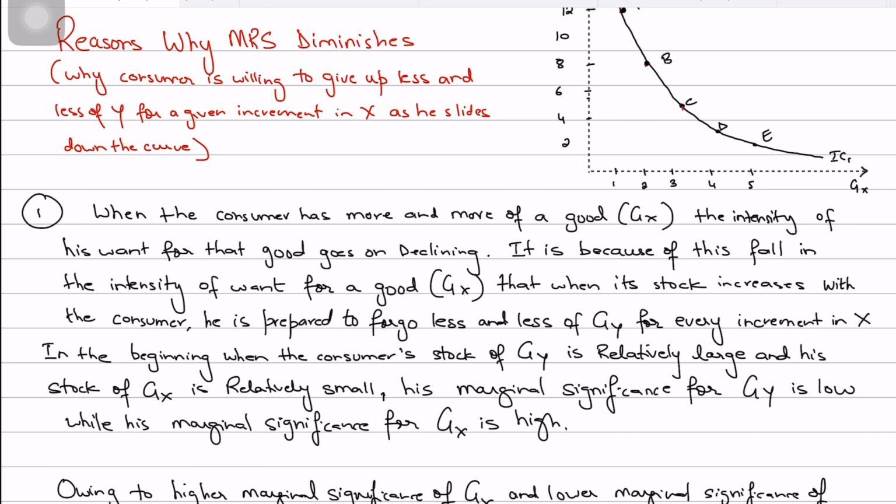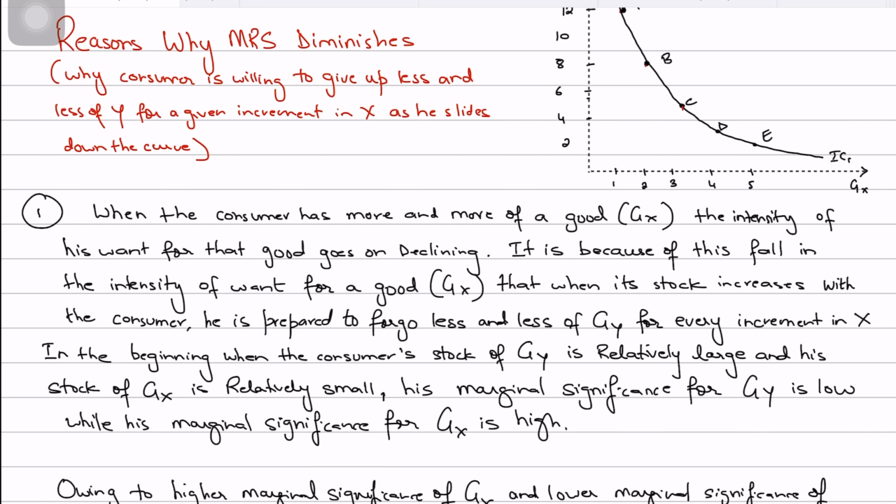he is prepared to forgo less and less of good Y, because now he has more of X, so he values less X. So he values less good X, and he's like, okay, fine, I value less good X, so maybe I want to forgo less of Y. And when the stock of good X goes up, he is prepared to forgo less and less of good Y for every increment in X.